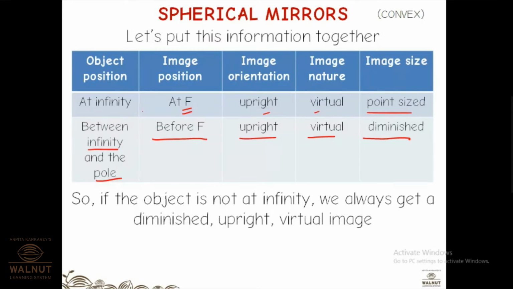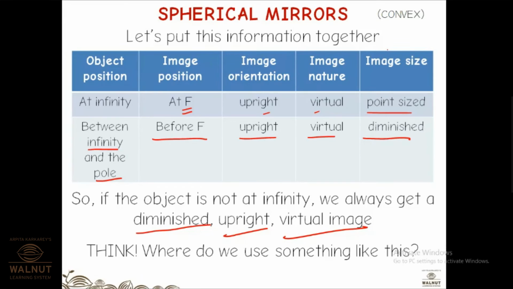So if the object is not at infinity, we always get a diminished, upright and virtual image. So this you have to fix in your mind. With the help of a convex mirror, you will always get a diminished, upright and virtual image if the object is placed at a finite distance. If the object is at infinity, the image will be formed at the focus and a point size image will be formed. So this you have to keep in mind.